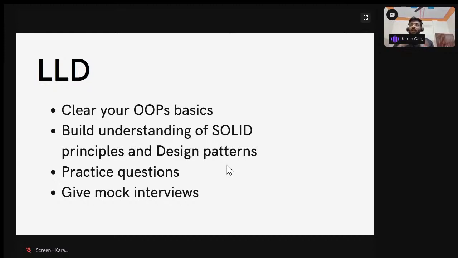But again, first of all, build your basics. Like in the previous slide I said, build your basics of data structures.